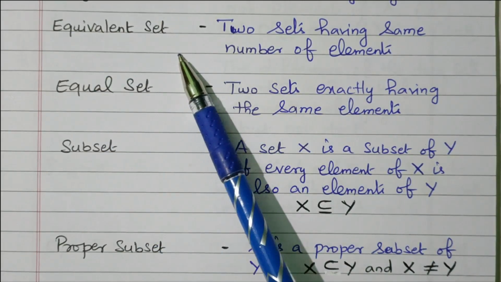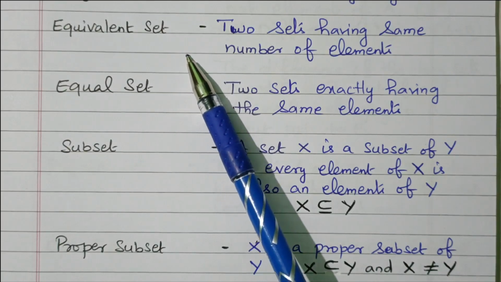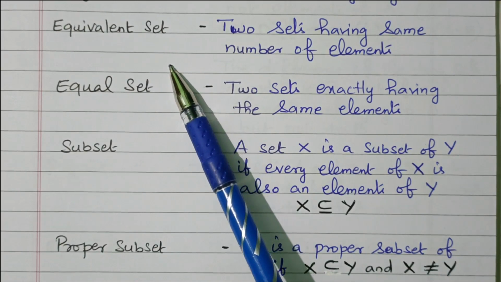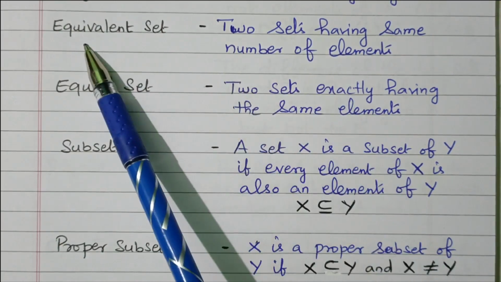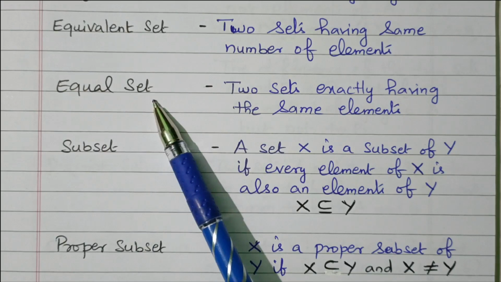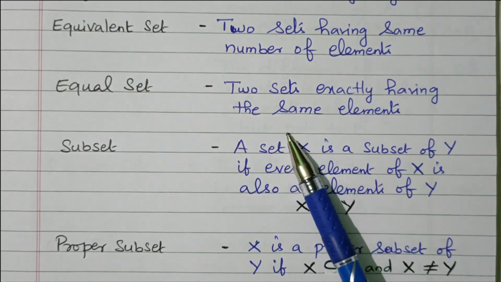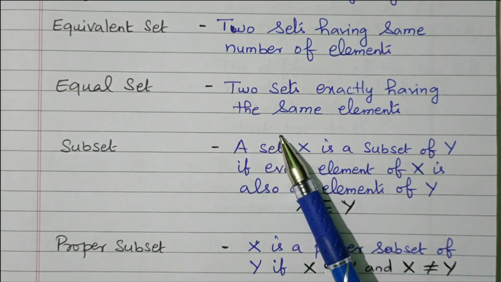Set 1 having 10 elements, set 2 also having 10 elements, both having 10 elements, but the elements are not equal. Only the number of elements being equal is called an equivalent set. But an equal set means having the same elements. Set 1 having 10 elements, set 2 also having 10 elements, the same elements.